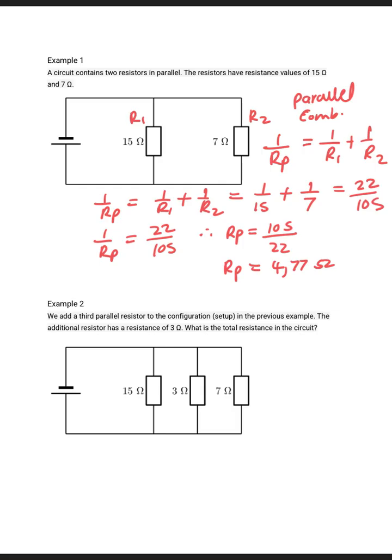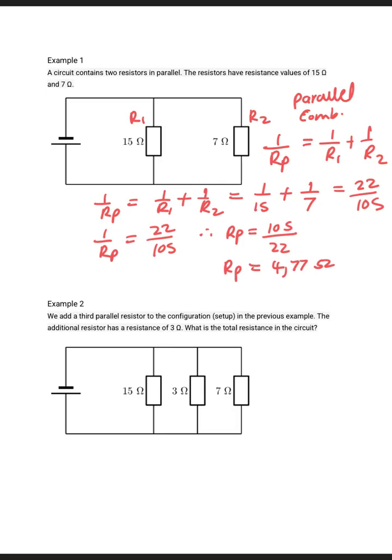But now the resistance is 4.77, so it's not going to consume a lot of electricity. It's going to allow more flow of current in the circuit. That's amazing. Do you see the importance of parallel connection?